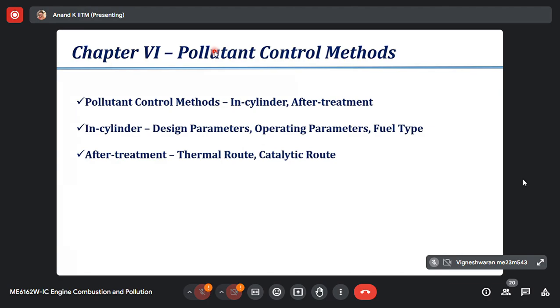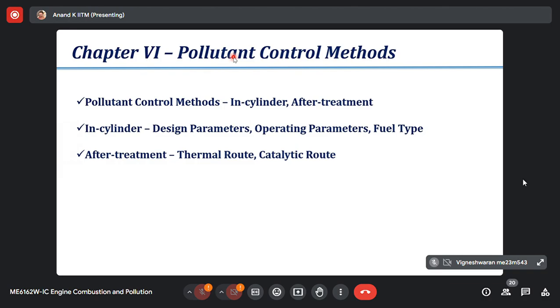In this chapter, we are discussing the control methods that are available to reduce the pollutants. This is very important to know, because, as we know, there are legal mandates. So we need to reduce the concentration of these four primary pollutants below some legal limits. I will briefly discuss these legal limits in the last chapter. They are going to be different in different countries. In India, we have our own legal limit.